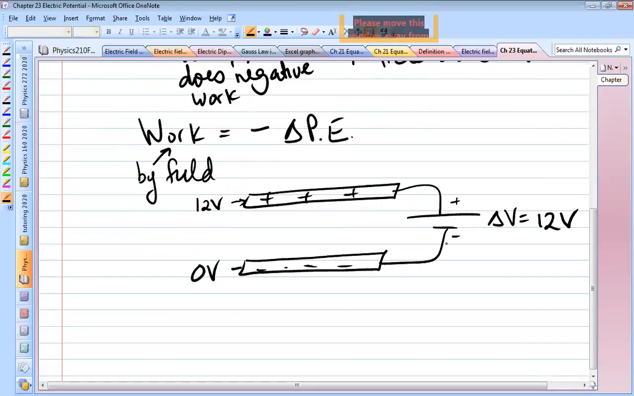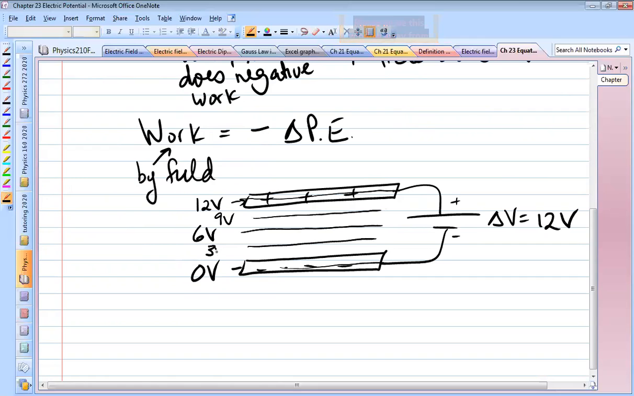Now that's just by definition. We could have the potential at the top plate 24 and at the bottom 12. It's just the difference that counts. It has to be 12. And so this line along this plate is the 12 volt line, and this is the 0 volt line. Well, everywhere else, halfway would be the 6 volt line. And halfway between there would be the 9 volt line, and so on. This would be the 3 volt line.